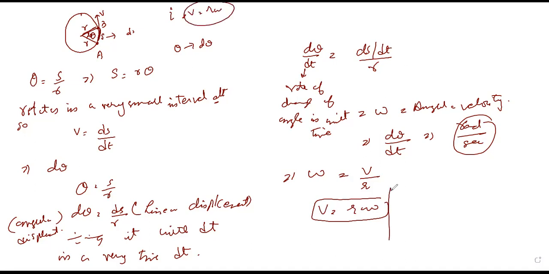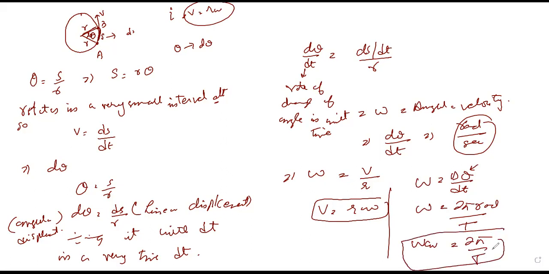Some important formulas from this relationship: omega equals d theta by dt. If this theta is of one complete revolution, this would become 2 pi radians divided by the time period T. So omega average equals 2 pi divided by T, an important formula which is used in different examinations.